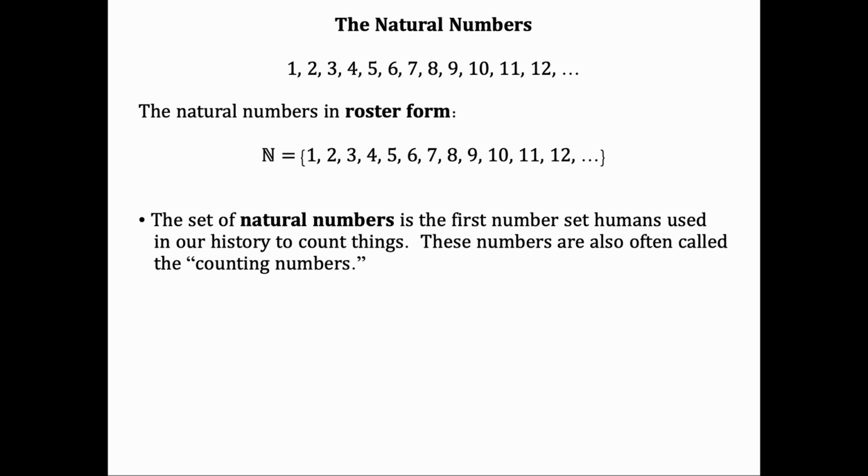Now we can put the natural numbers into a mathematical set when we separate them with commas and surround that list with braces. The symbol reserved for this set is big N, and it represents the set of all natural numbers.